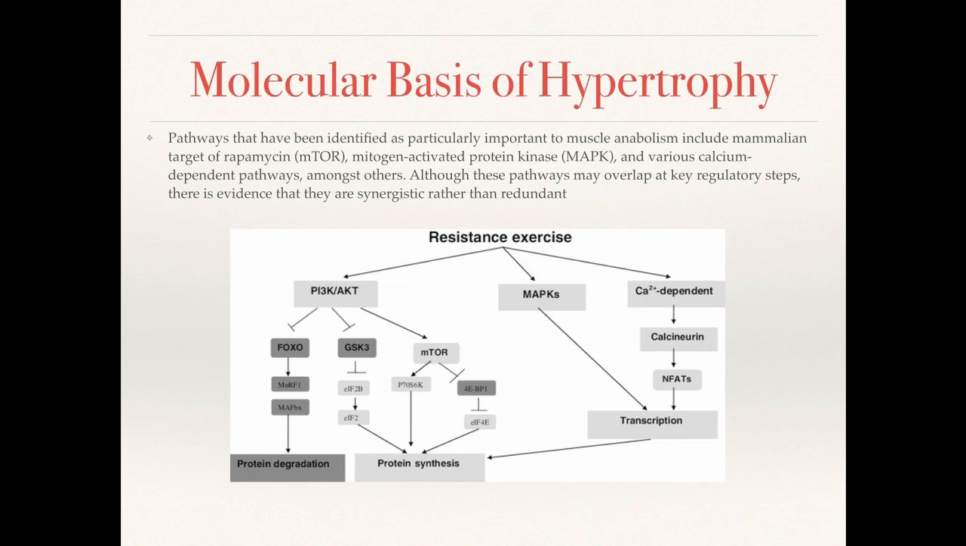So there's been a number of pathways identified as particularly important for muscle anabolism, and those include the mammalian target of rapamycin, or mTOR, mitogen-activated protein kinase, and various calcium-dependent pathways. One thing is these pathways do overlap at key regulatory steps, and there's evidence that a lot of these pathways act synergistically. They're not just redundant, but they act synergistically.